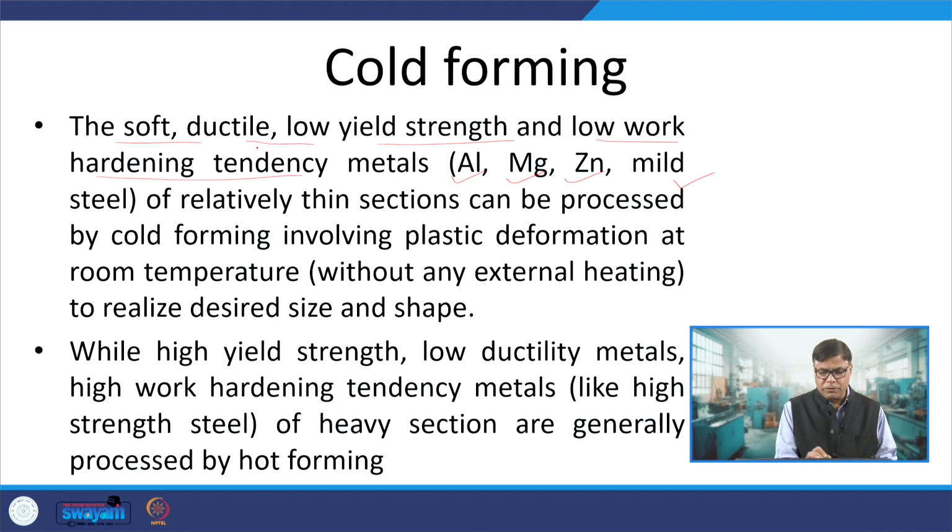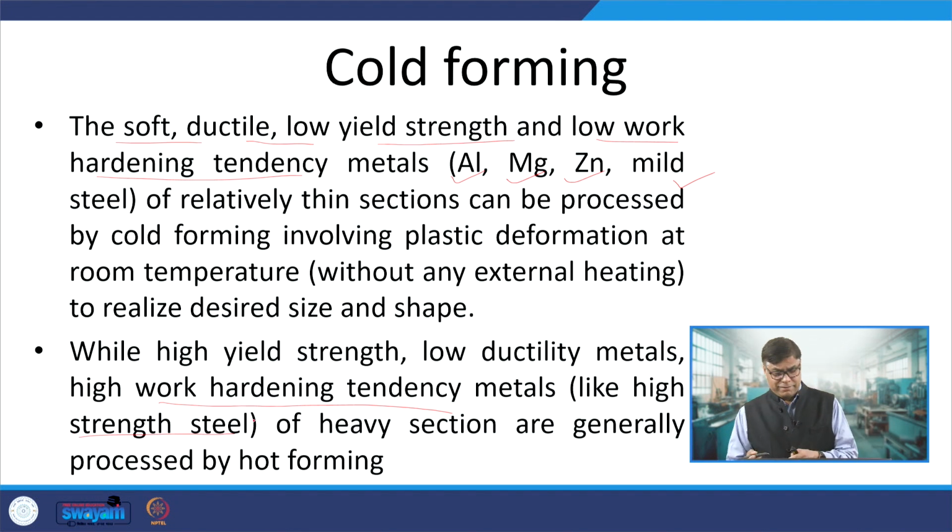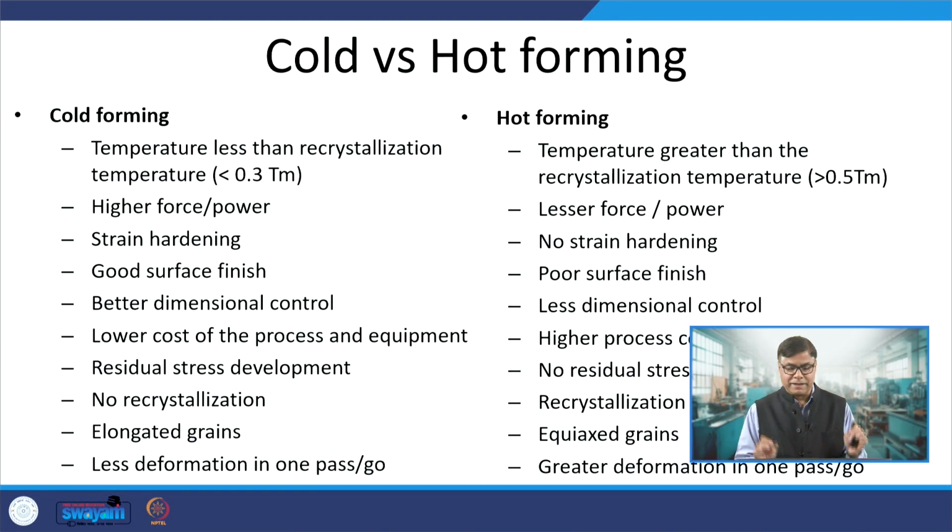The soft, low yield strength and ductile metals can be subjected to cold forming easily to get the desired size and shape, while the high yield strength metals and low ductility metals having a high work hardening tendency, like high strength steels, cobalt alloys, and nickel alloys, are generally processed by hot forming, because they will show a great resistance to plastic deformation coupled with an increased cracking tendency.